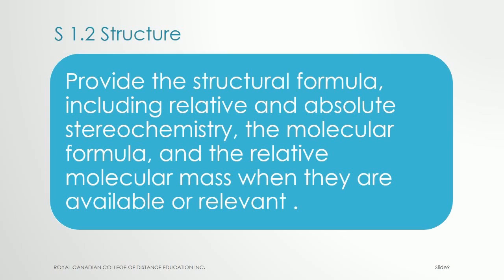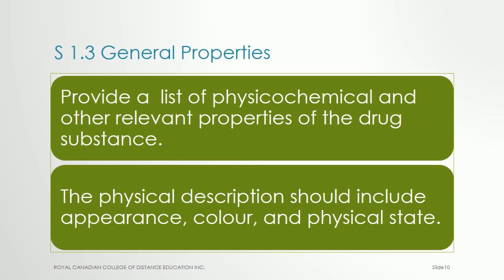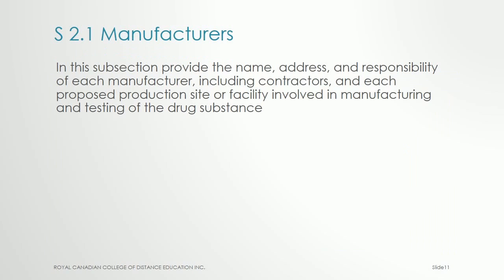Structure. Provide the structural formula, including relative and absolute stereochemistry, the molecular formula, and the relative molecular mass when they are available or relevant. General properties. Provide a list of physicochemical and other relevant properties of the drug substance. The physical description should include appearance, color, and physical state. Manufacturers. In this subsection, provide the name, address, and responsibility of each manufacturer, including contractors, and each proposed production site or facility involved in manufacturing and testing of the drug substance.